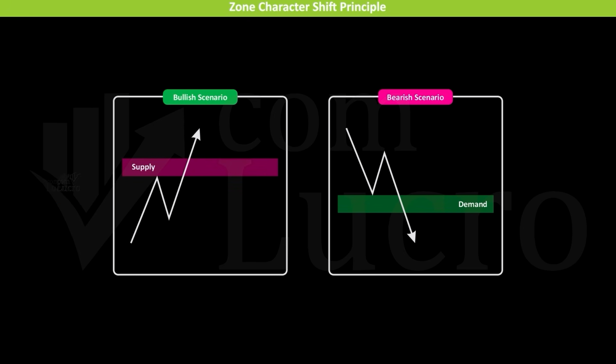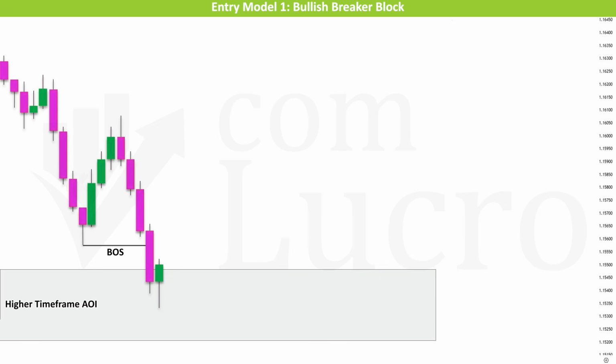There is also an important principle to keep in mind. Whenever price breaks through a key demand or supply zone without showing respect, that zone automatically shifts its characteristic. A supply zone becomes demand, and a demand zone becomes supply. The same principle applies to order blocks. Now that we understand the core idea behind breaker blocks, let us return to the entry model itself.